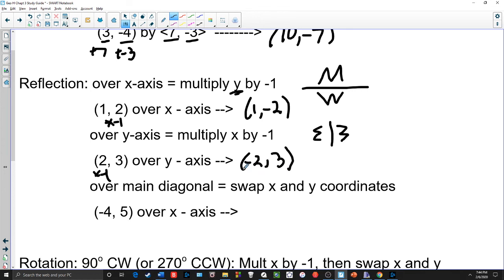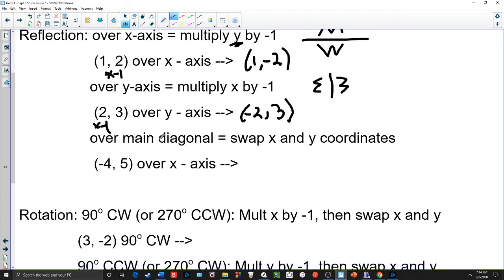The only reflection you don't multiply by -1 with, and the only one that you do swap coordinates for, is the main diagonal. So for a main diagonal reflection, what you do is you take these points and you switch their positions, and you get this as (5, -4), and then you leave it. There's no multiplying by -1, no fancy extra steps or anything. Just swap them and leave them.